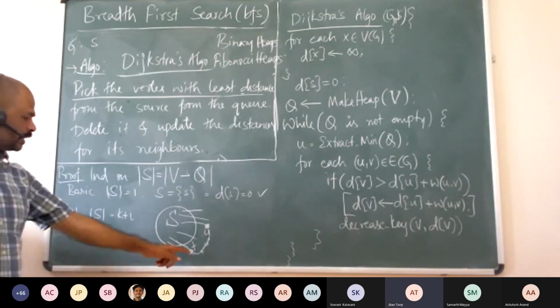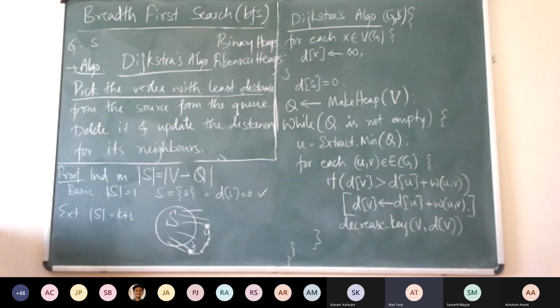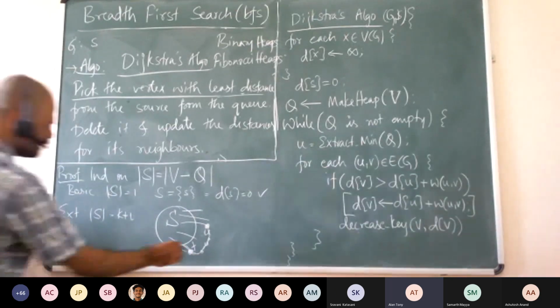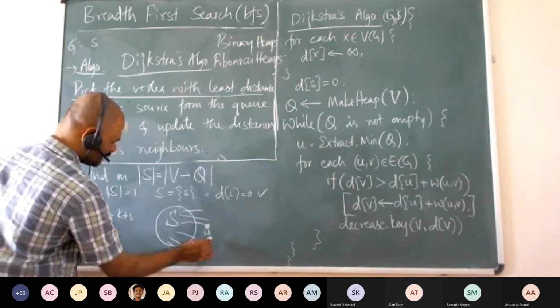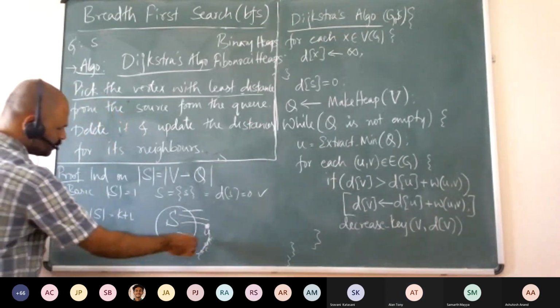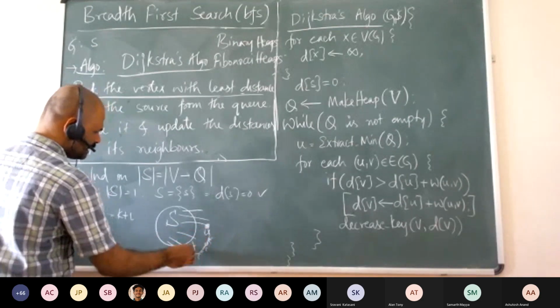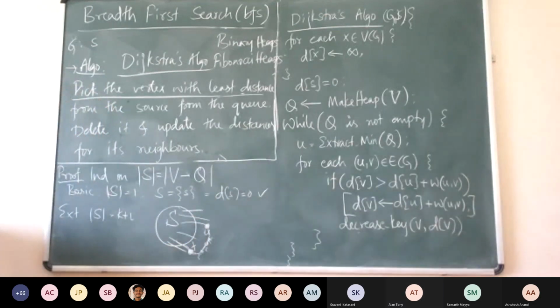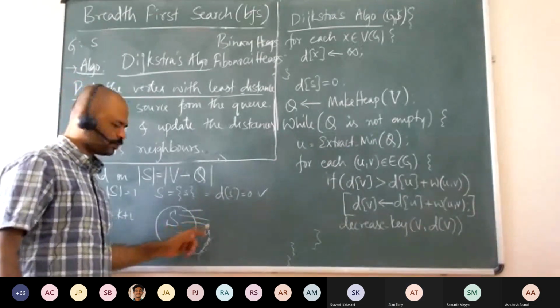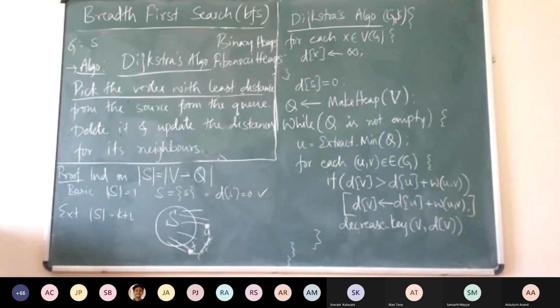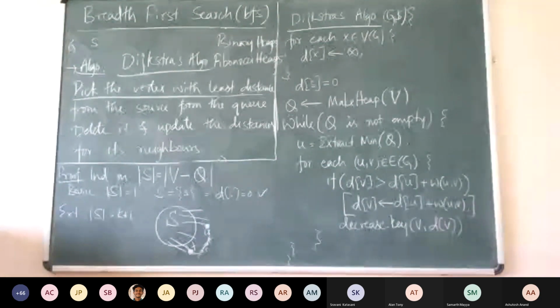Because these edges are positive, there will be at least some epsilon here. So the distance to U would be at least the distance to X plus epsilon, which means that we should consider X rather than U. But we have assumed that U is the vertex with the least distance from the source, which is a contradiction. We would have chosen X rather than U if that was not the case.